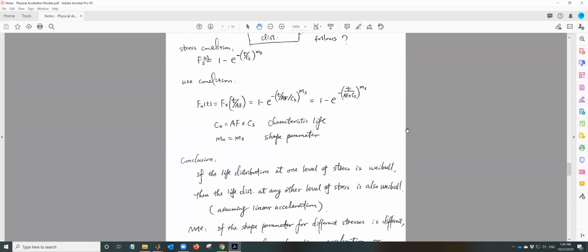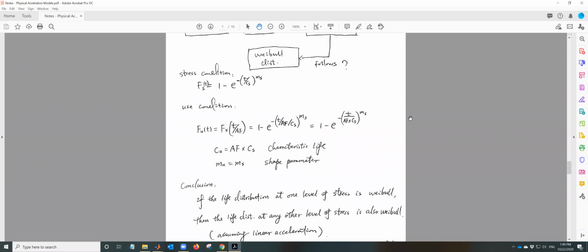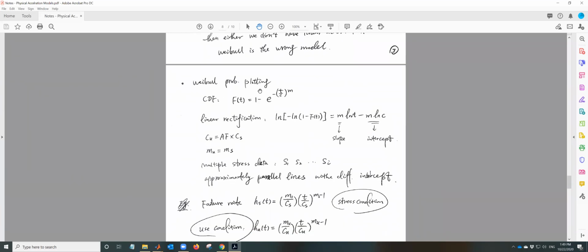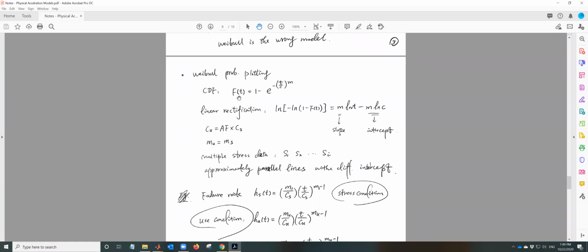Now, if you got data, how do you see whether the data follow the Weibull distribution? So here is the Weibull probability plotting. This is the CDF function for Weibull. If we want to do the probability plotting, just like the normal probability plotting, we want to generate a straight line. So how do we generate a straight line? We are going to do the linear rectification. So we move the 1 minus F to this side, and then take the log.